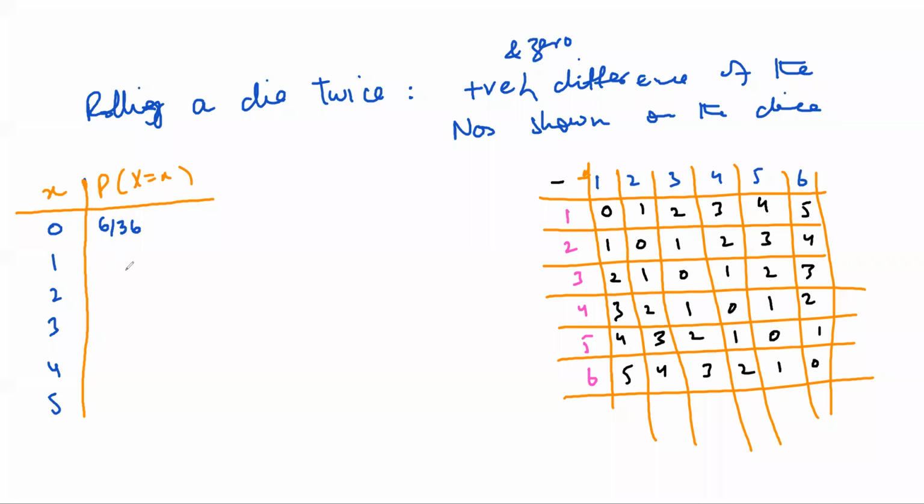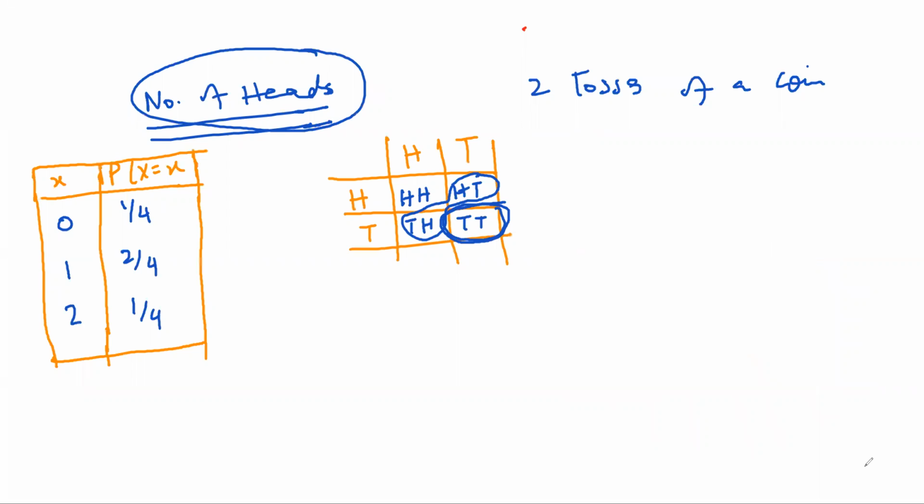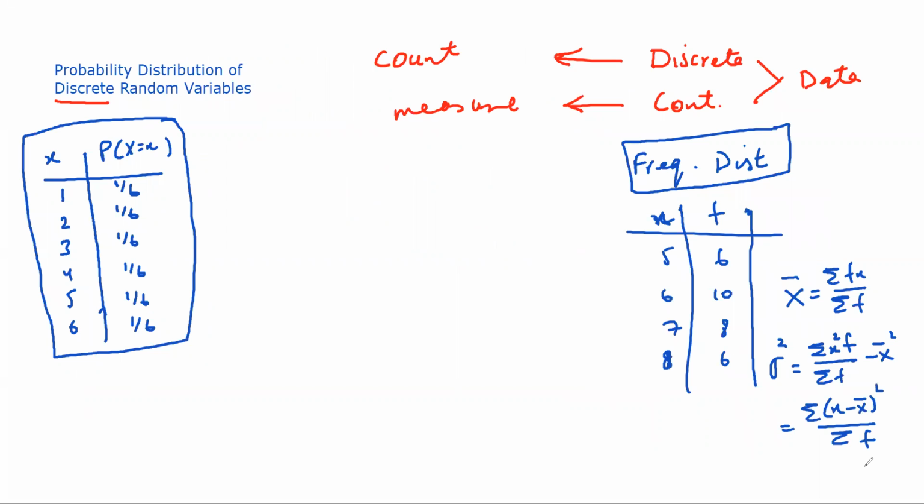Now, how many times is 1 there? That is 10 out of 36. We have 8 times 2's, 8 over 36. How many 3's? There are 6 times the 3's. How many 4's? There are 4. And how many 5's? There are 2. I have drawn 3 different probability distributions. One is for the outcomes of one roll of a die, and the second was for the number of heads.